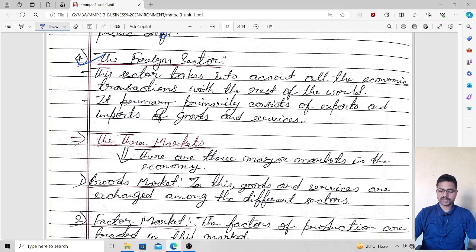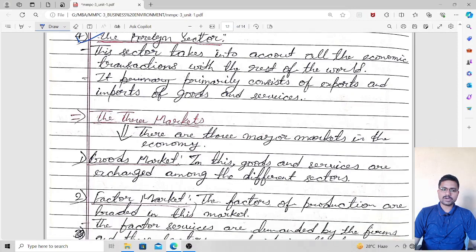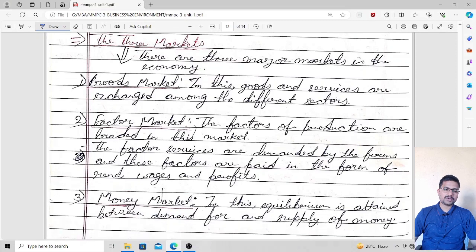There are three major markets in the economy. The first major market is the goods market, in which goods and services are exchanged among different sectors. Second is the factor market, where the factors of production are traded. The factor services are demanded by the firms, and these factors are paid in the form of rent, wages, and profits.